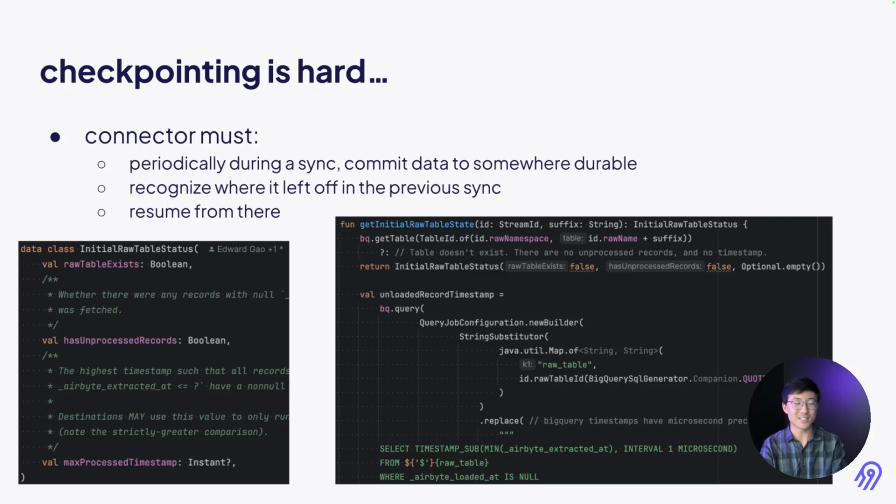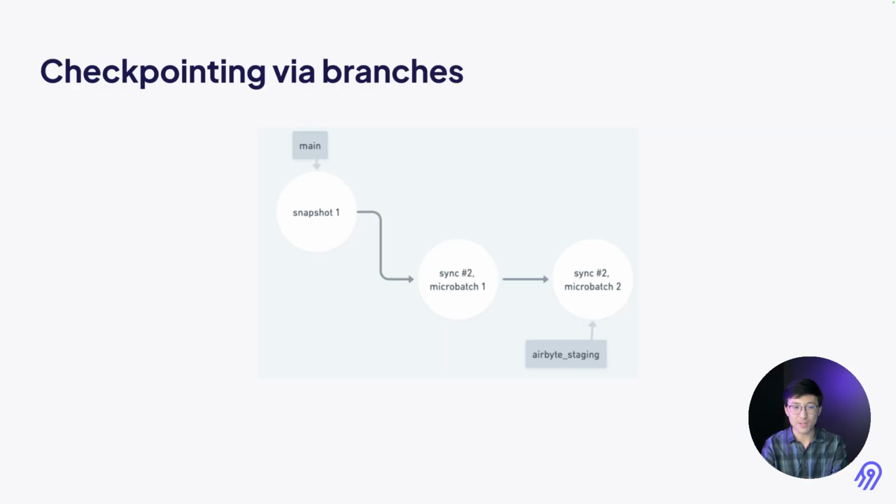Your connector needs to periodically commit data somewhere, persist it durably, and then on restart, find that data again, figure out where it got interrupted, and make sure that it gets all that data. There's a ton of code that goes into this for most connectors. But with Iceberg, it's actually super straightforward because we just do all our work on this Airbyte staging branch.